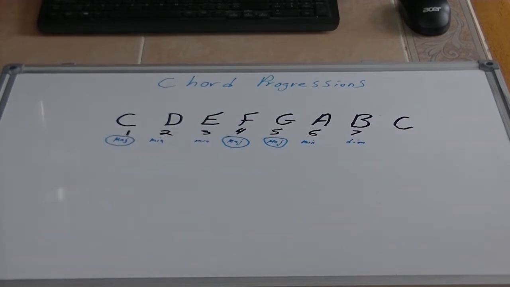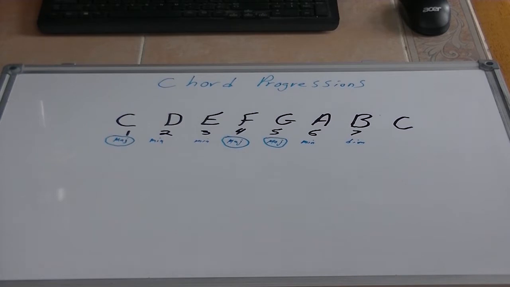So today's lesson is on chord progressions. What is a chord progression and how are chord progressions used? Well, I will define a chord progression as 2 or more chords played sequentially. That's my basic definition of a chord progression: 2 or more chords, and the chords are played in order.